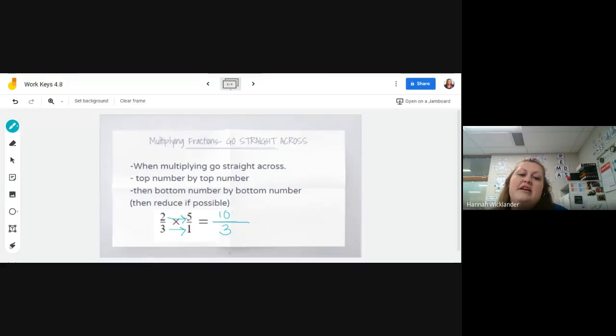Then reduce if possible. So this fraction right here, I know I can reduce it because 10 is larger than 3. So you can plug it into your calculator and do 10 divided by 3, and you'll get 3.33333. Or the way I like to do it is 3 goes into 10 how many times? 3. 3 times 3 is 9. And then I do 10 minus 9, which is 1. So that's my new numerator. And then I keep my old denominator.